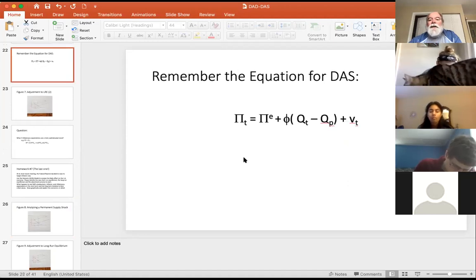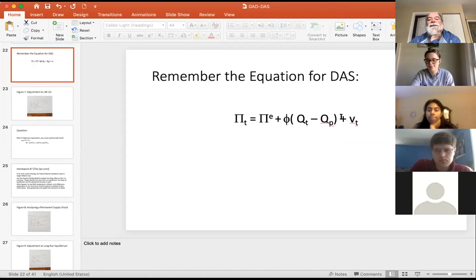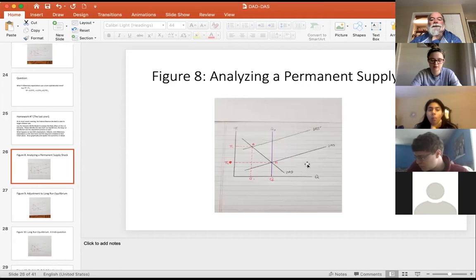All right, now, at the end of period 1, as we enter period 2, what happens to inflationary expectations? Rachel, what happens to inflationary expectations? They go up. Yes, they go up. What happens to the supply shock in period 2? If it's permanent, it remains, and it remains positive. Yeah. Okay. So this was the effect of the supply shock.